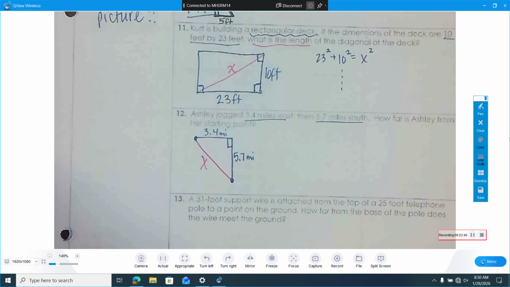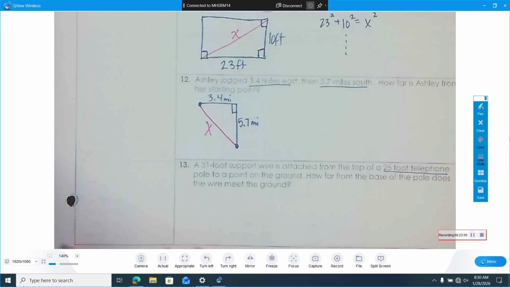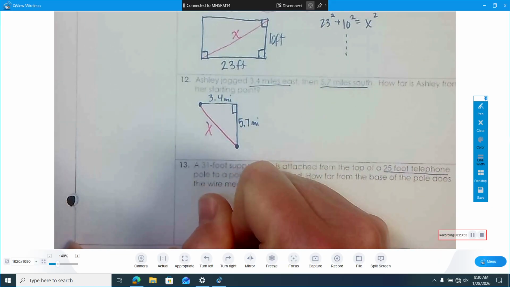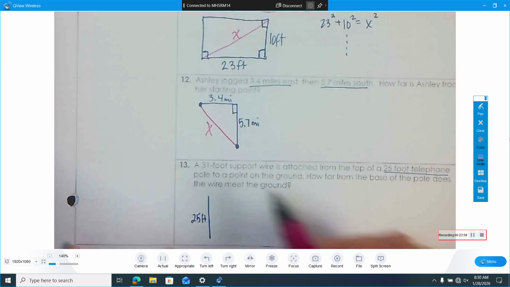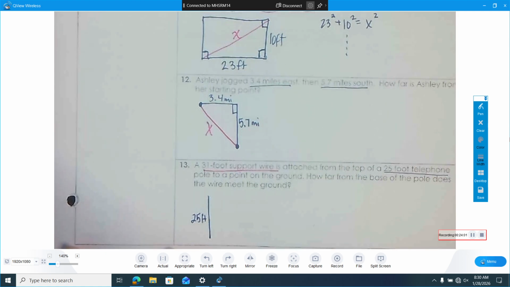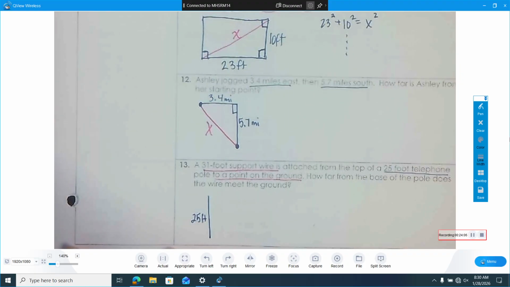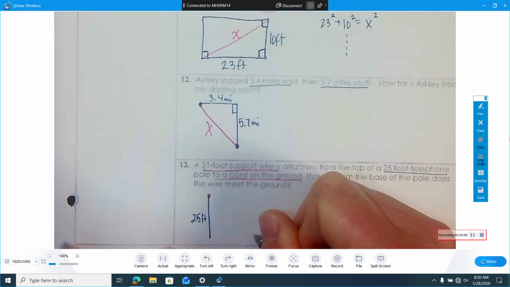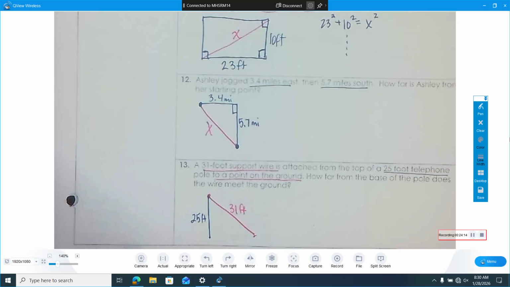And then 13, a 31-foot support wire is attached from the top of a 25-foot telephone pole. Okay, I have a 25-foot telephone pole. So here's my telephone pole right there. It's 25 feet tall. And a 31-foot support wire is attached from the top to a point on the ground. So I have a point on the top to a point on the ground, and that wire is 31 feet. It's pretty common to see those wires.